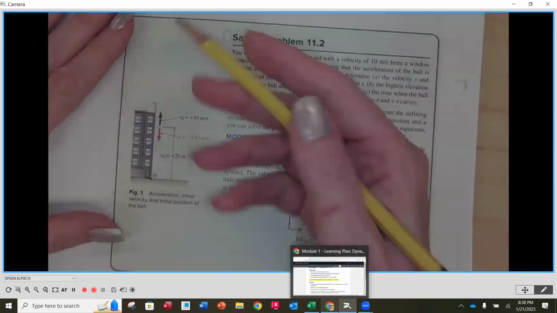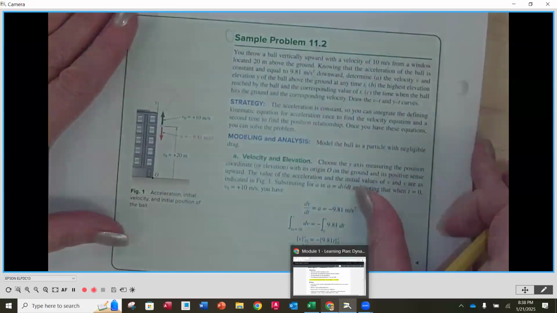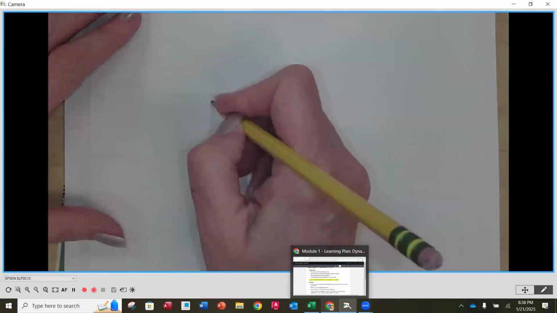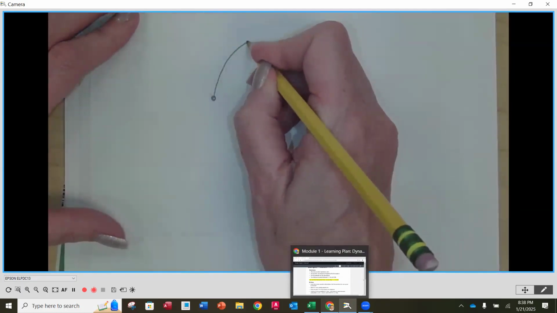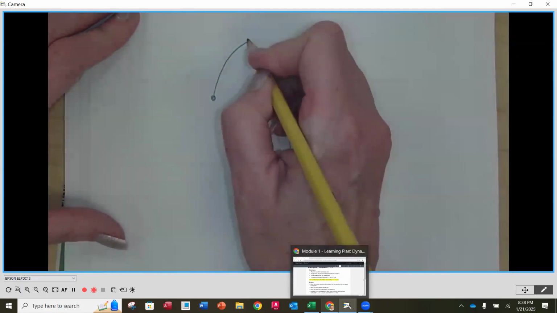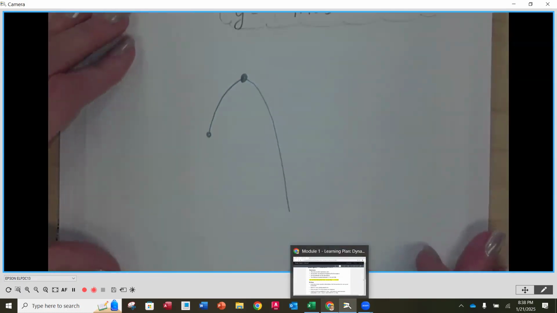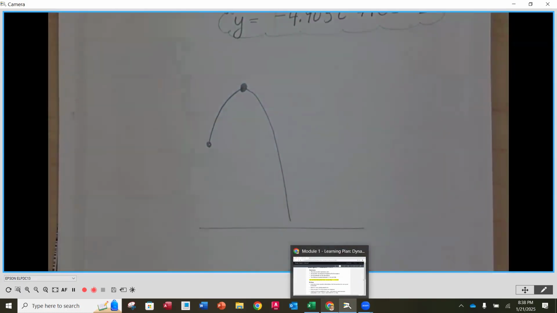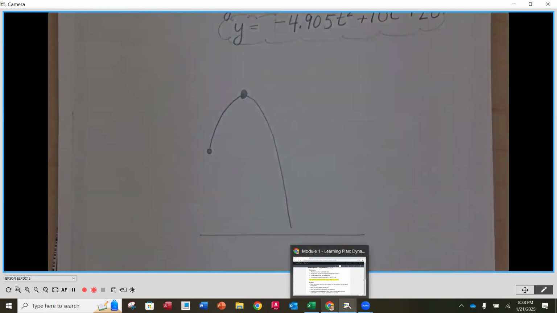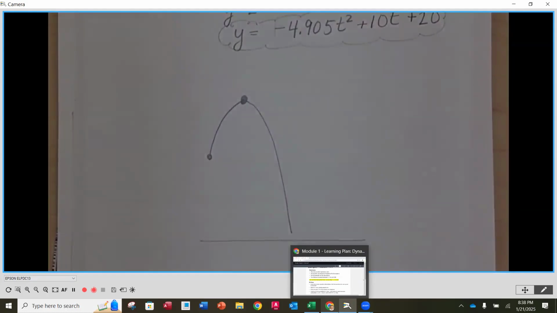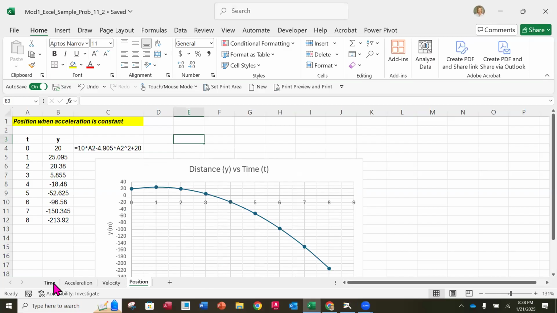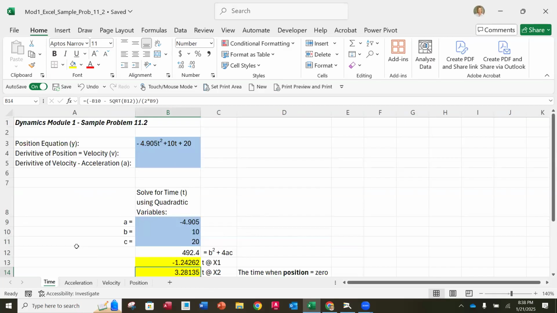So for instance, I'm going to draw a curve on the paper here. When it goes up from our position at 20, it's going to go up and it's going to come back down, right? So when it's up here, do we know anything about it? The velocity is 0. So what we want to do is find the time when the velocity is 0. So if we go back to our Excel spreadsheet and go back to our time right here, we know that we can find the value when our velocity is equal to 0.